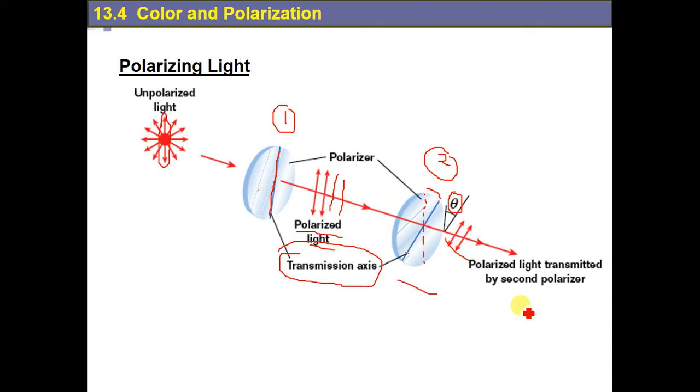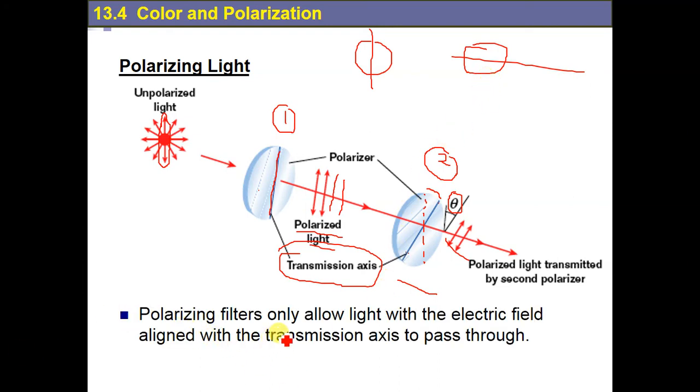So here put a conclusion. Always when you have crossed polarizers, what do crossed polarizers mean? Their transmission axes are perpendicular. Always when you have crossed polarizers, two polarizers that have transmission axes perpendicular to each other, in this case you will block the light totally.